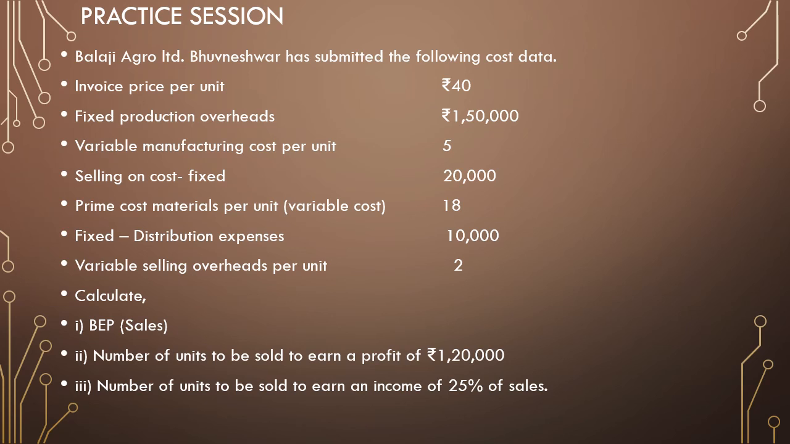So you will have to segregate the variable cost as well as the fixed cost, and from that you can calculate BEP sales. Second, number of units to be sold to earn a profit of rupees 1,20,000, and third, the number of units to be sold to earn an income of 25% of sales. Please try it at your home.